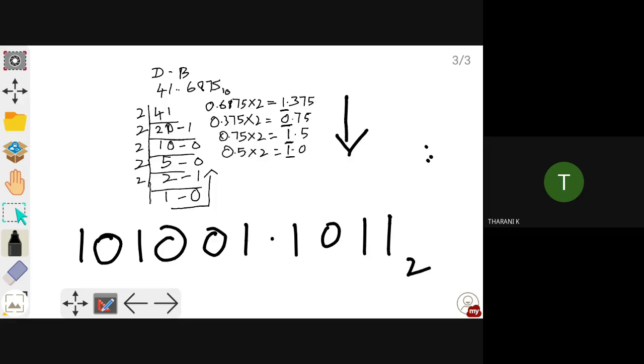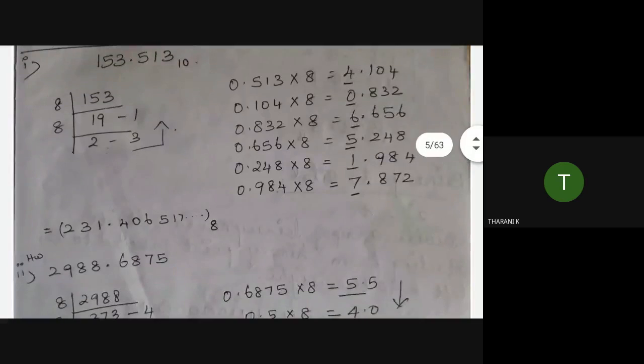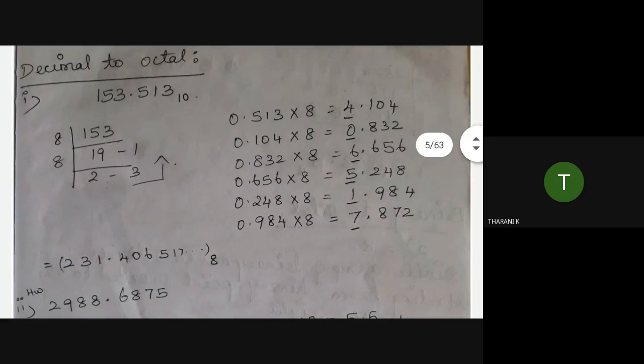Yes, ma'am. So next is similar, converting decimal to octal and decimal to hexadecimal. It is a similar procedure, but instead you have to multiply by its base. Here I am converting from decimal to octal. You get 153.513, which is a decimal number, and you have to convert it to an octal number. Take 153 separately, divide by 8, and you get the remainder. From bottom to top you have to write it, so you write it as 231.